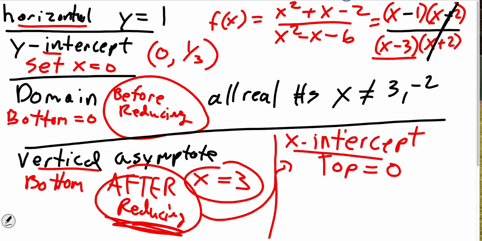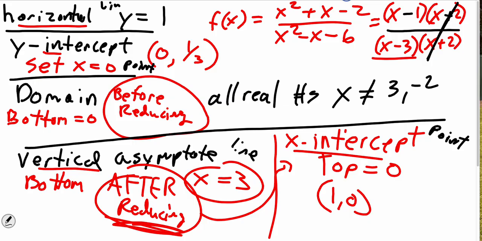And it's an intercept, so it's a point. You could maybe write that off to the side. This will be a point. This will be a line, equation of a line. This will be a point here. And then this is a line here.